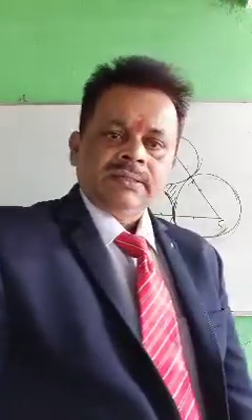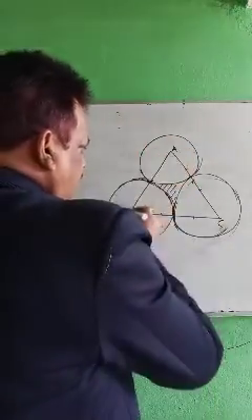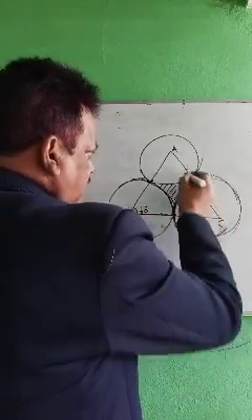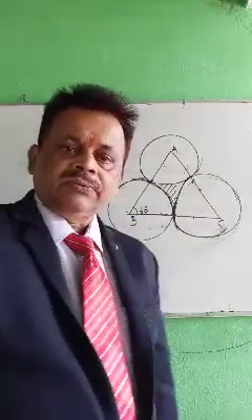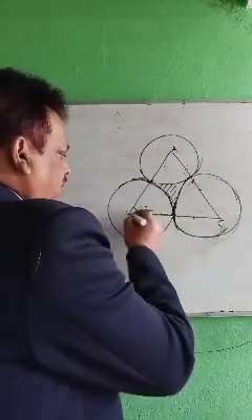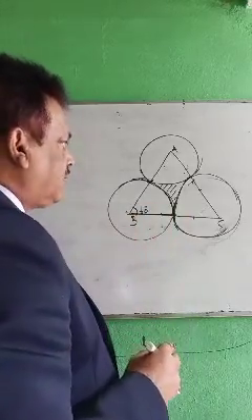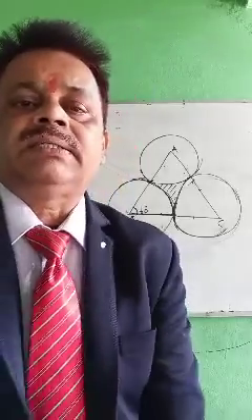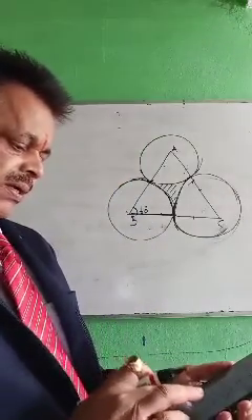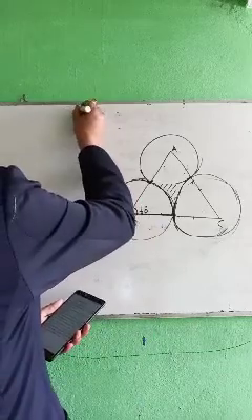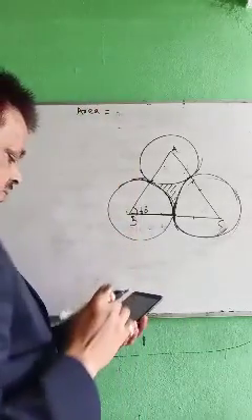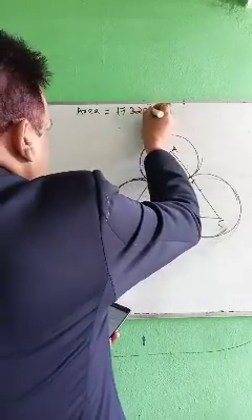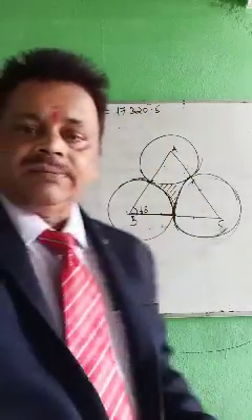Okay, how to find? The area of the shaded part is area of triangle minus area of 3 sectors. 1 sector, 2 sector, 3 sectors. So what is area of sector? The R you have to find out. R is not given. So what is given to us? Area of the triangle is given, 17320.5.